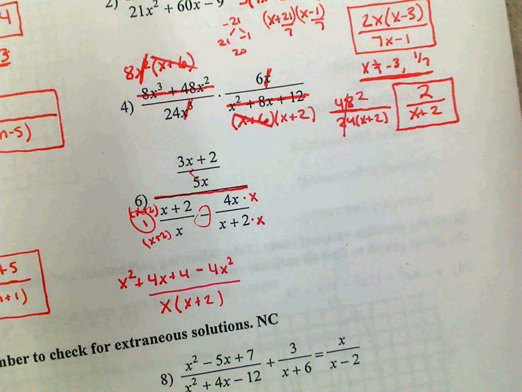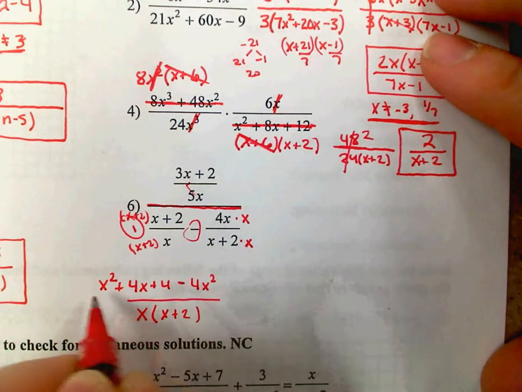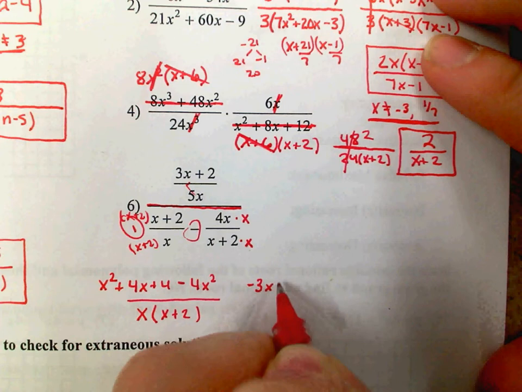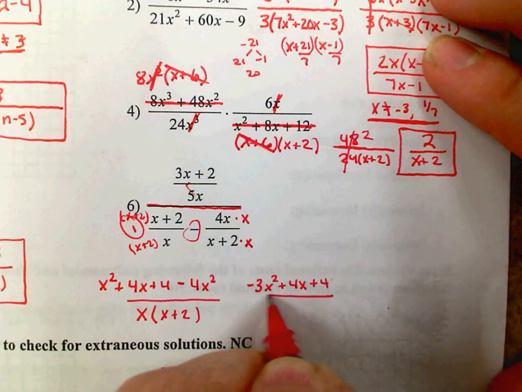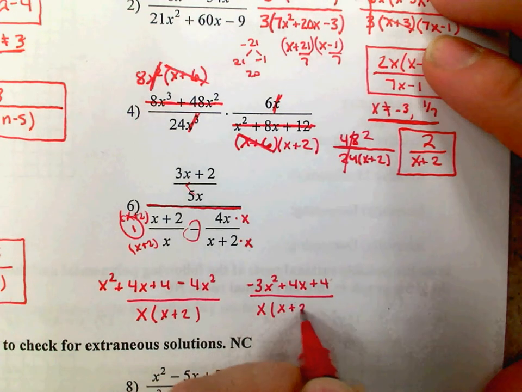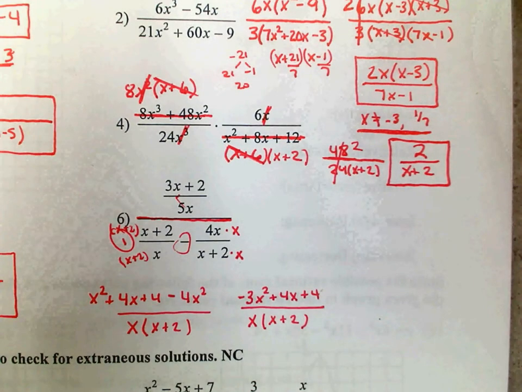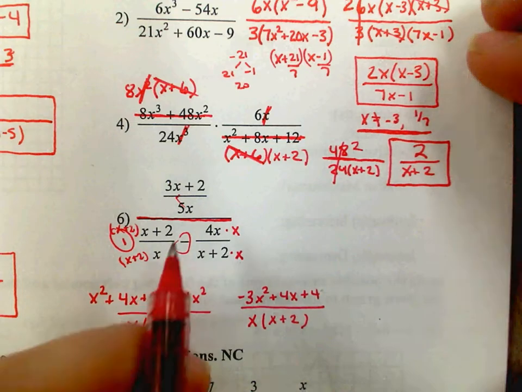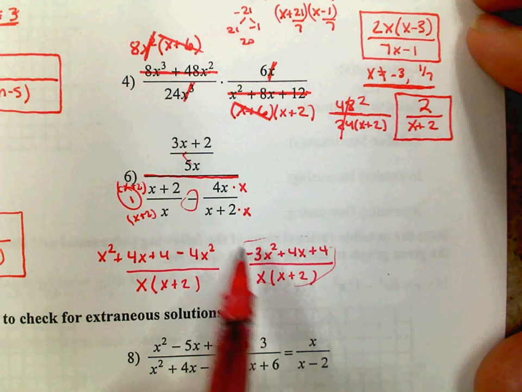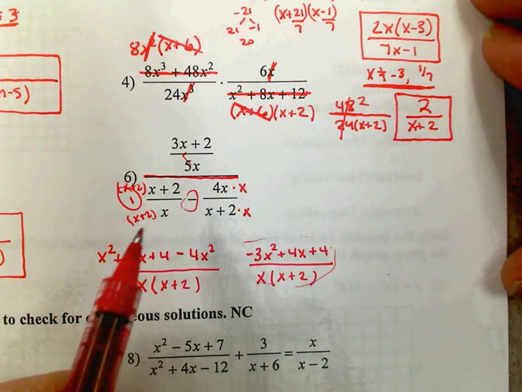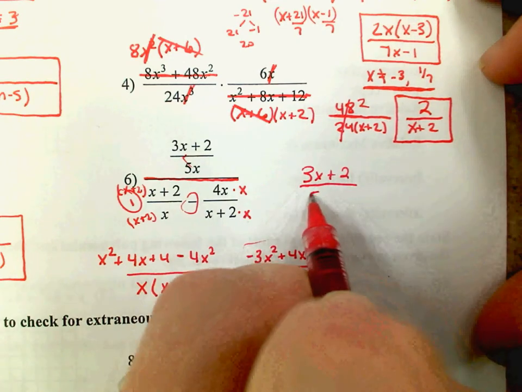Okay, now I can go ahead and simplify the top here. X squared minus 4x squared, that would be minus 3x squared plus 4x plus 4 over x times x plus 2. Okay, so that is your denominator. Okay, the subtraction problem here turned into this expression. Now, we need to go ahead and do the division problem. So the division problem is 3x plus 2 divided by 5x. That's the first fraction.